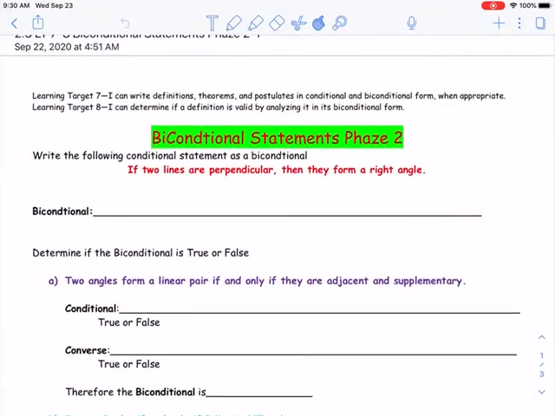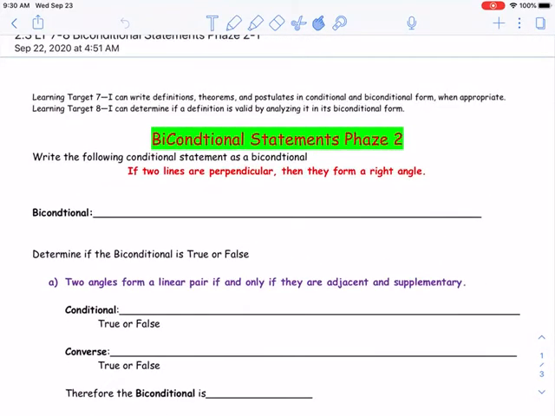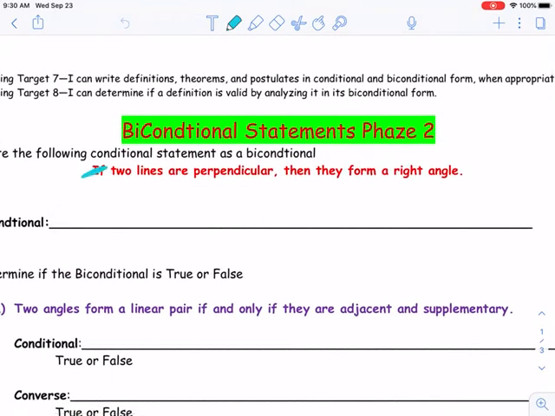Woo! All right, write the following statement as a biconditional. If two lines are perpendicular, then they form a right angle. So essentially, I'm going to eliminate the if, I'm going to eliminate the then, and I'm going to put an if and only if right smack dab in the middle. All right, but let's make it look a little nicer.